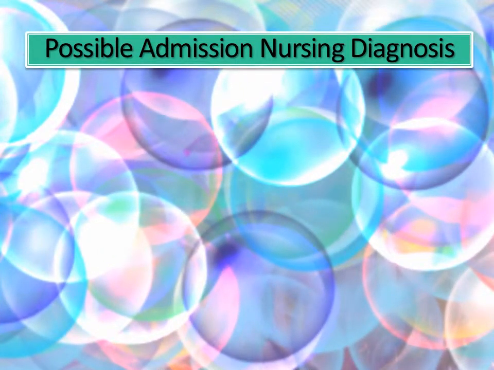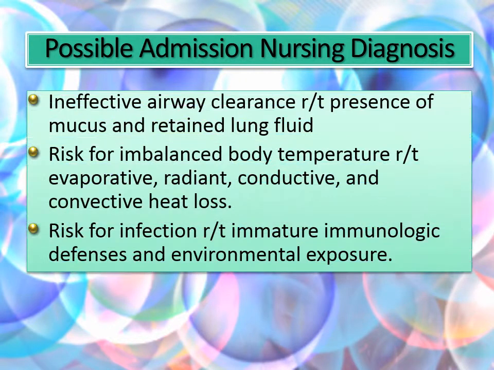So let's talk a little bit about some possible admission nursing diagnoses. There's a potential for ineffective airway clearance related to presence of mucus and retained lung fluid. There's a risk for imbalanced body temperature related to evaporative, radiant, conductive, and convective heat loss. There's a risk for infection related to immature immunologic defenses and environmental exposure. If you look at pages 604 and 614, they provide the drug guide for newborn medications.